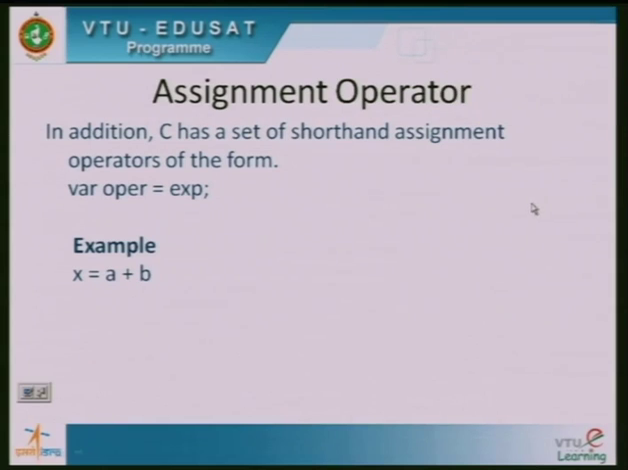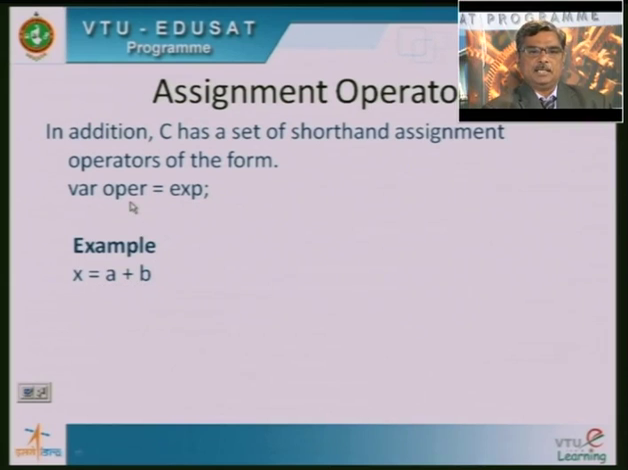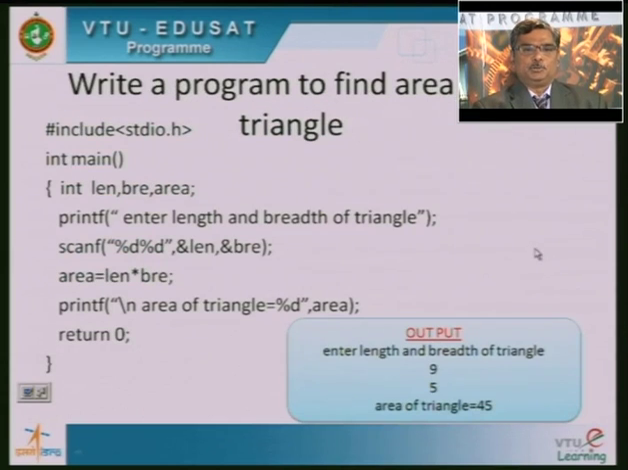Assignment operator: you observe the equal to sign is used. Whatever the expression that comes, the expression value is assigned to the left-hand side symbol. x equal to a plus b. In addition, C has a set of shorthand assignment operators through which we can also assign the values. So these are some beginning programs. Up to now we have understood so many statements.